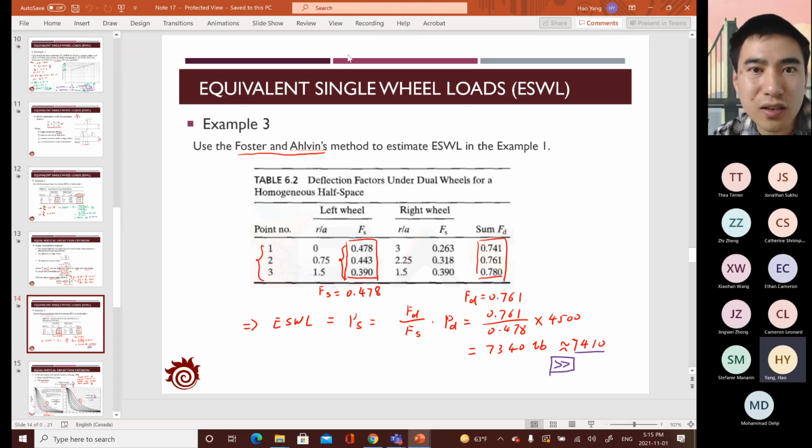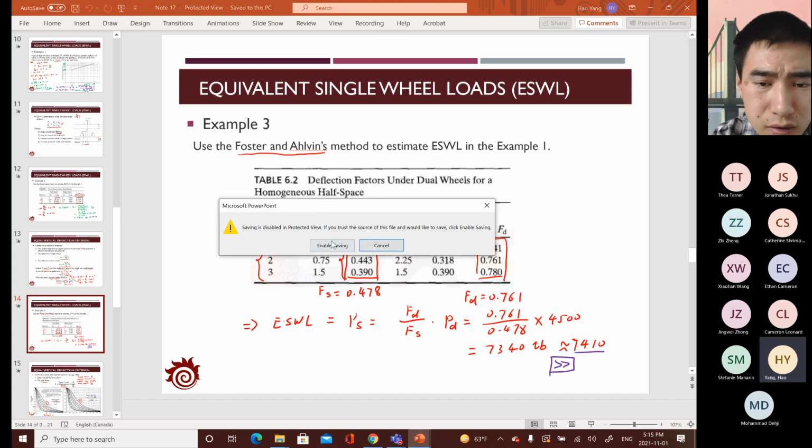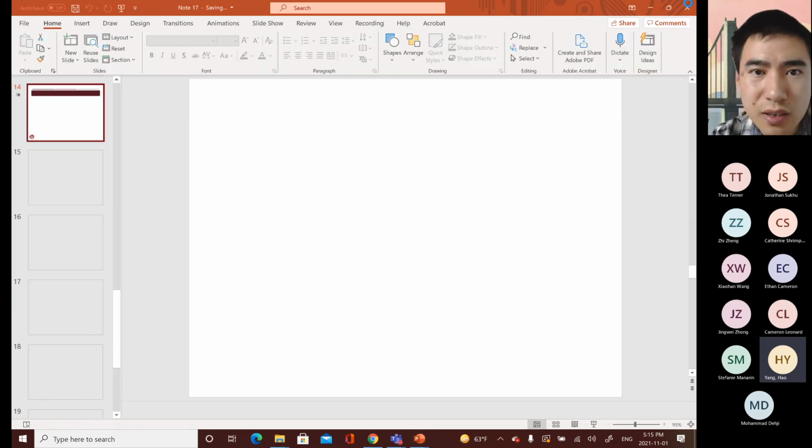So let me see what I can do about any modification. Just a moment, let me try to save this one and do the modification.